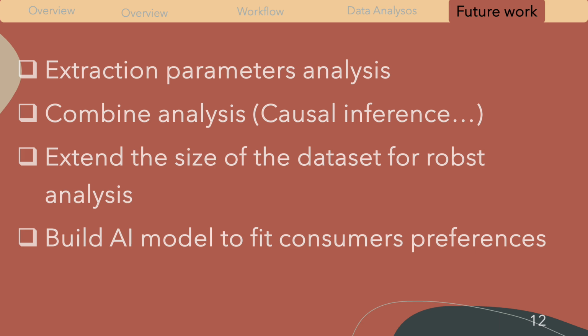And of course, after all of this analysis, we plan to extend the size of our data set, because in order to do a very deep and robust analysis and build a robust model, we need a lot of data to train our model, to have a model as accurate as possible. So in the near future, we also plan to get as much data as possible from both sides, from consumers as well as from the coffee machine. And finally, we'll be able to build our model to fit coffee customers' preferences.